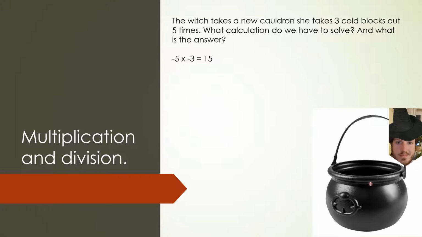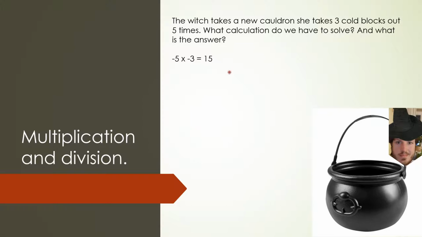We see that if we take out, which is what this 5 says something about, 5 times minus 3 blocks, it will become warmer, because we take the cold blocks out. Therefore minus times minus equals a positive number, in this case 15.